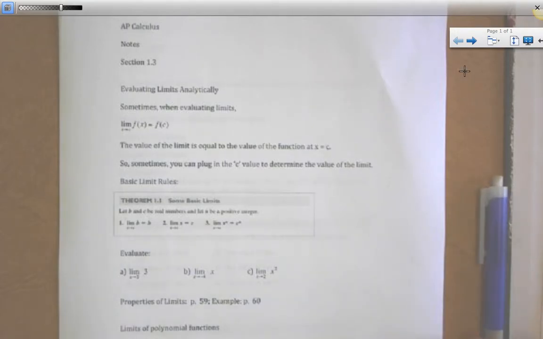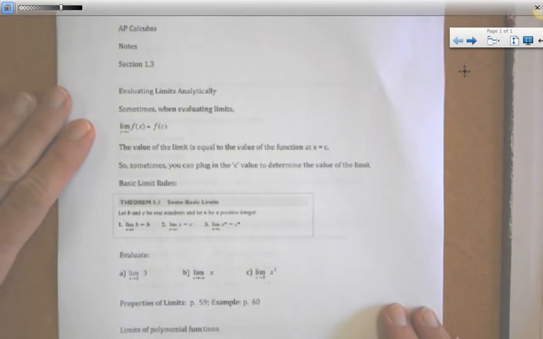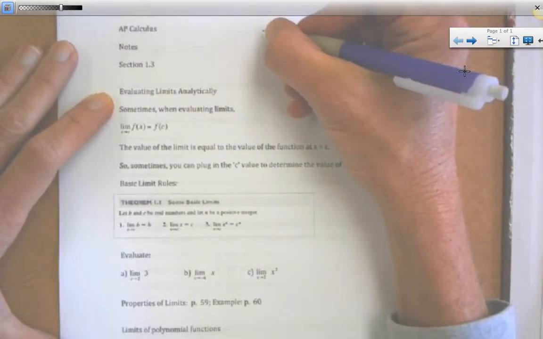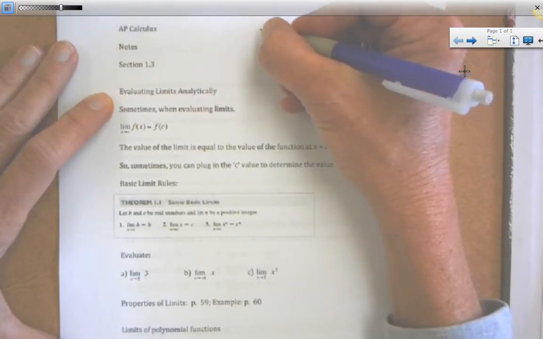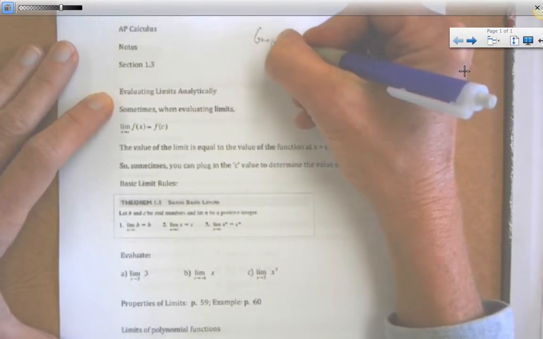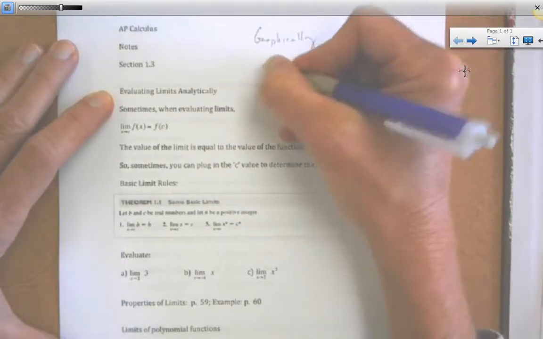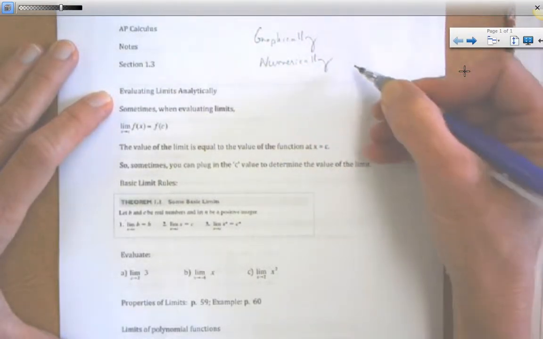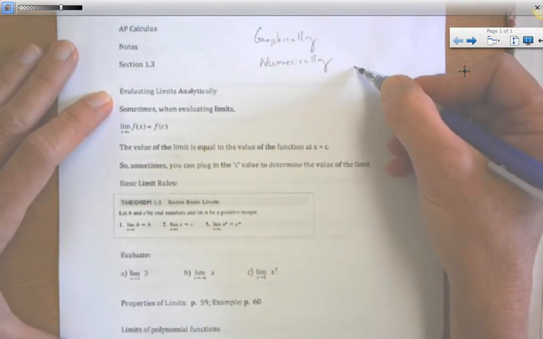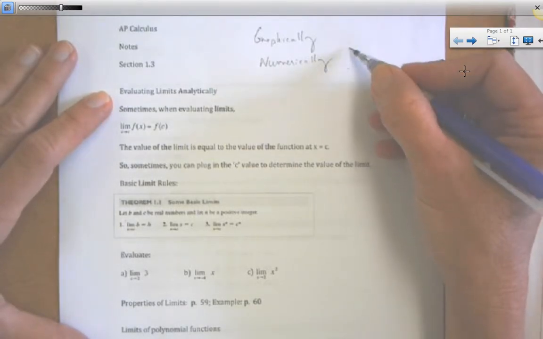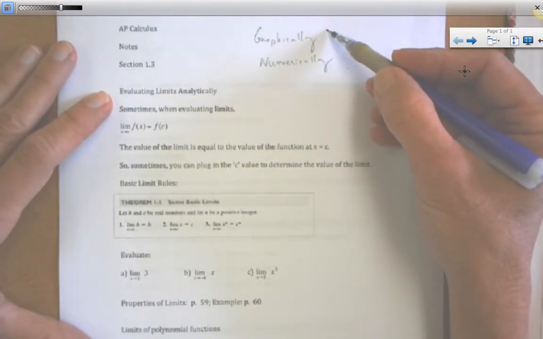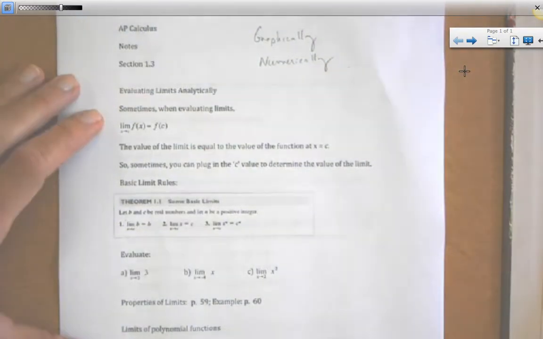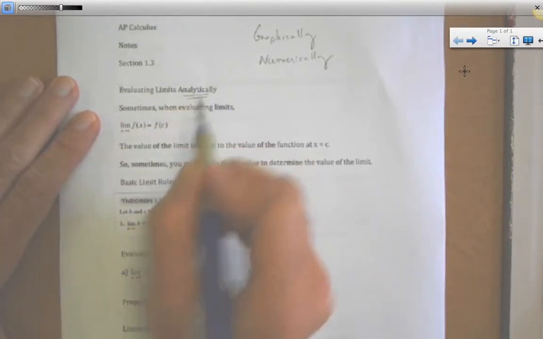Okay, this is section 1.3, and we're going to continue our discussion of limits. In section 1.2, we evaluated limits by looking at graphs, graphically or numerically, with a table of values generated by yourself, or by looking at the table on the calculator. However, we don't always have to do this. Sometimes we don't want to take the time to graph it or make a table of values or look at the table on the calculator. So we're going to look at it analytically.